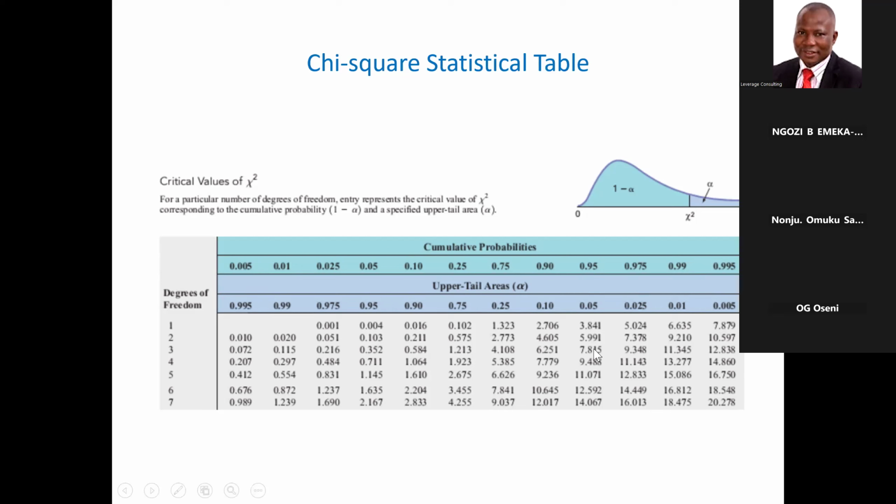it is 7.815. So for this one we just calculated, we know that there are 4 levels of ABO, and 4 minus 1 is 3, so it makes it 3 degrees of freedom. The critical value for chi-square is 7.815. What we calculated, 40.4 something, is far, far higher than the critical value for that degree of freedom.